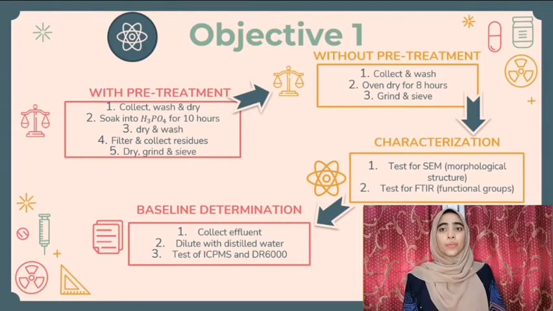Preparation of bioabsorbent without acid treatment is much simpler, by collecting the corn cob and washing it using distilled water. The clean corn cob will be dried in an oven for 8 hours at 80 degrees Celsius, and lastly it will be ground and sieved to the same size as mentioned before, which is 250 micrometer.